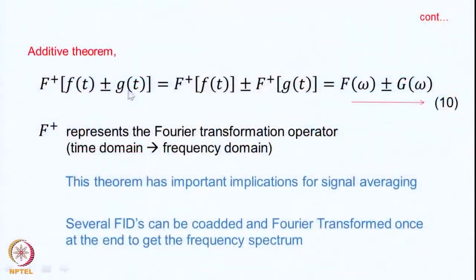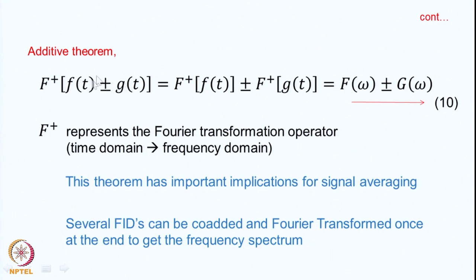The next theorem we would like to consider will follow again from the definitions. So this one can work it out explicitly. Suppose I have two functions f of t and g of t. They may represent, for example, two different FIDs on the same sample. Once you collect it, and then you collect it once more, essentially like signal averaging. So you collect two times, the function f of t, and then you can add or subtract g of t.